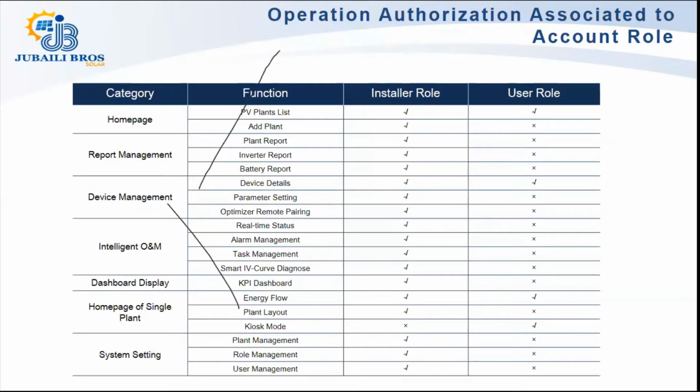Categories. Now, operation authorization associated to accounts. You have an installer role. You have a user role. The installer role will have all the access to the features of the FusionSolar. But the user role, which is normally the owner of the PV plant, has access to only a few of those features, because they are not supposed to do any alteration to the settings or the configuration of the PV plant, as they are not authorized to do so. The PV plant data which the owner can see is normally basic PV plant data and the basic detail of each component inside the PV system.